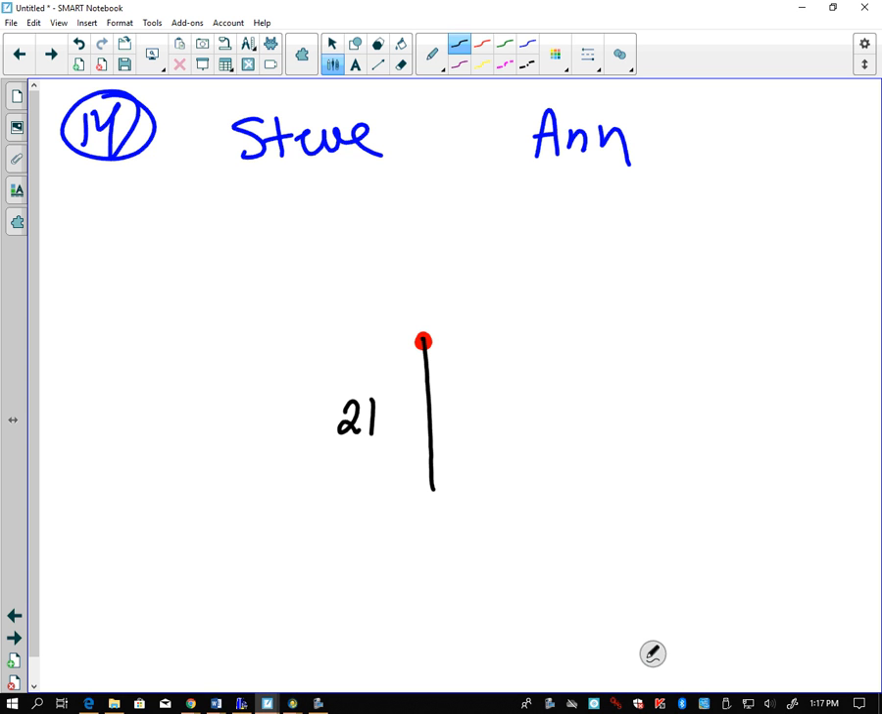I want to change the number here. Let's make that 42 miles due south. Then Ann is going to drive, let's say, 144 miles west. Our question is how far apart are they when they stop? Keep in mind, he stopped right here. She stopped right here. How can I find out how far apart they are? What kind of line represents the distance? The hypotenuse, right, and it's here.